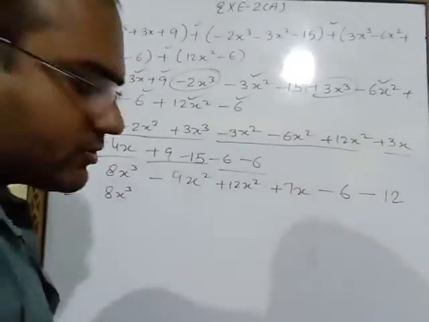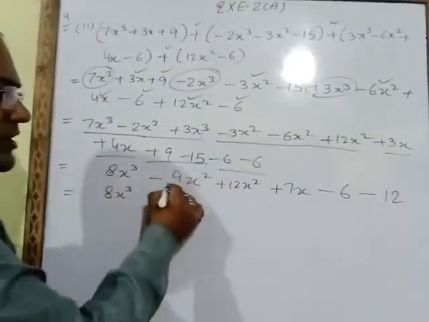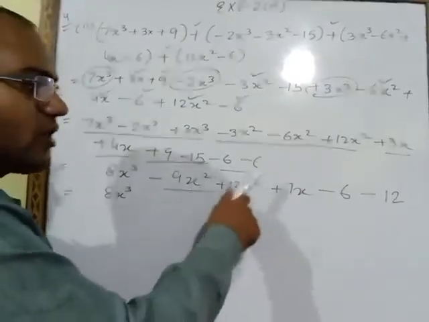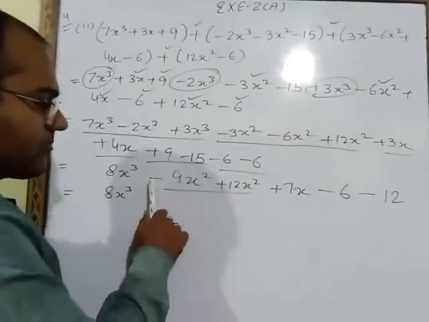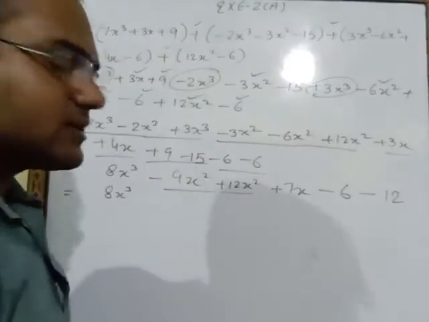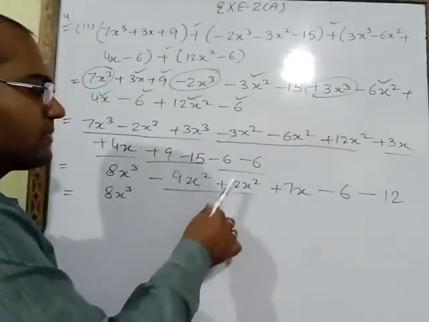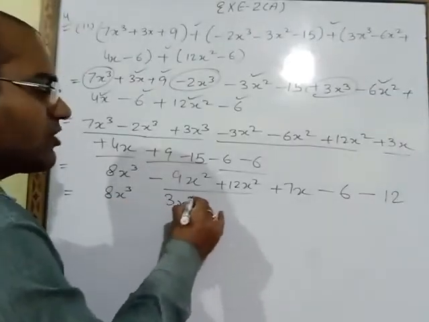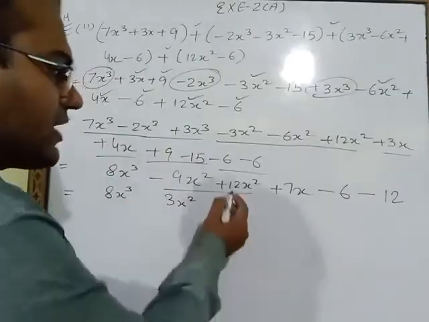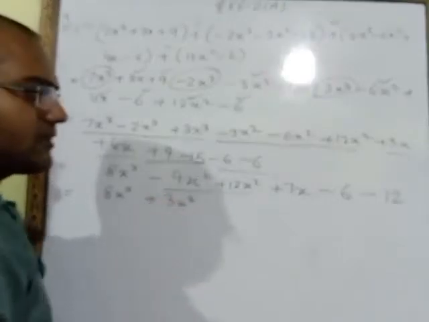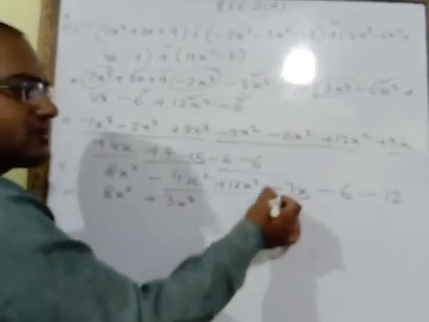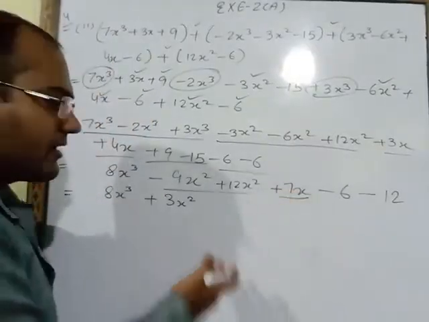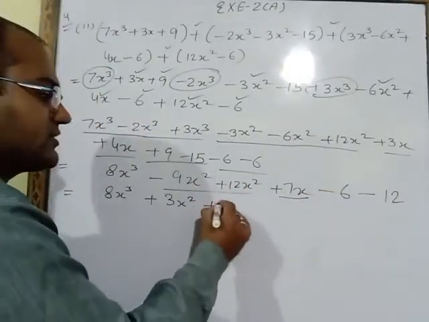Now next step, this one is the single term which is having x cube, no other term is having x cube, so we will write it as it is. These two are like terms because they are having x square. We will solve it. Minus and plus is minus, so we will subtract these two. 12 minus 9 will be 3x square, but you have to put the sign of the larger number. Larger is 12, that is plus. Now this is the 7x.